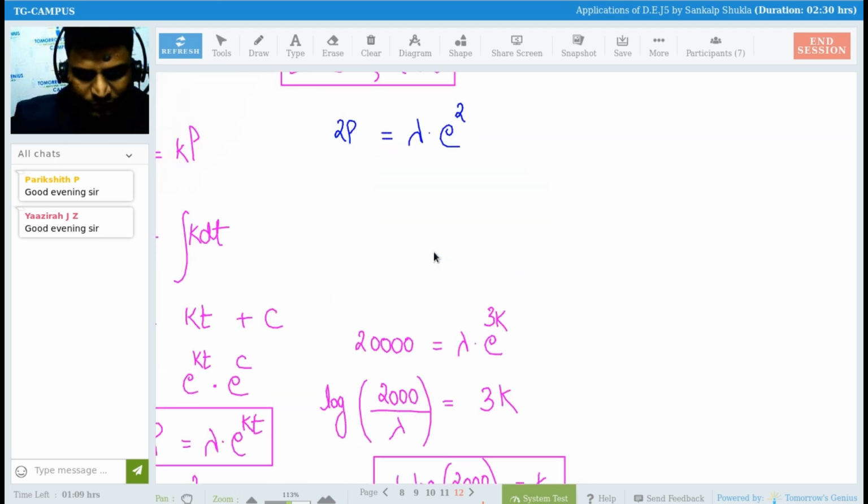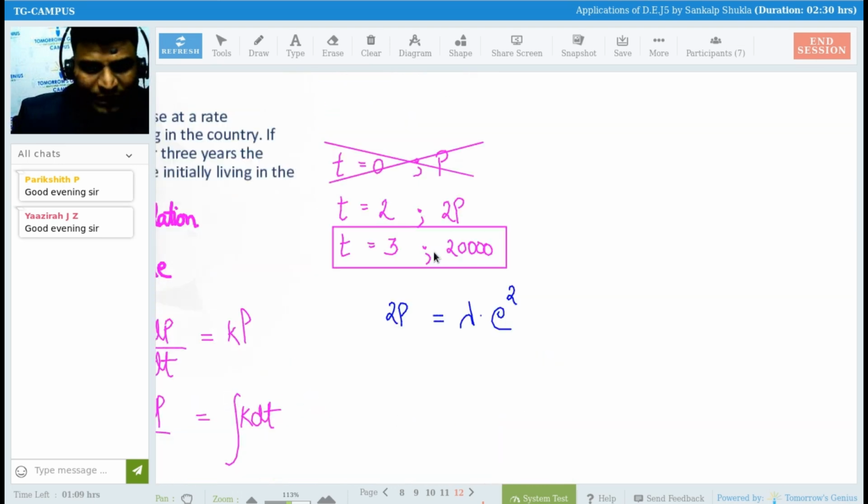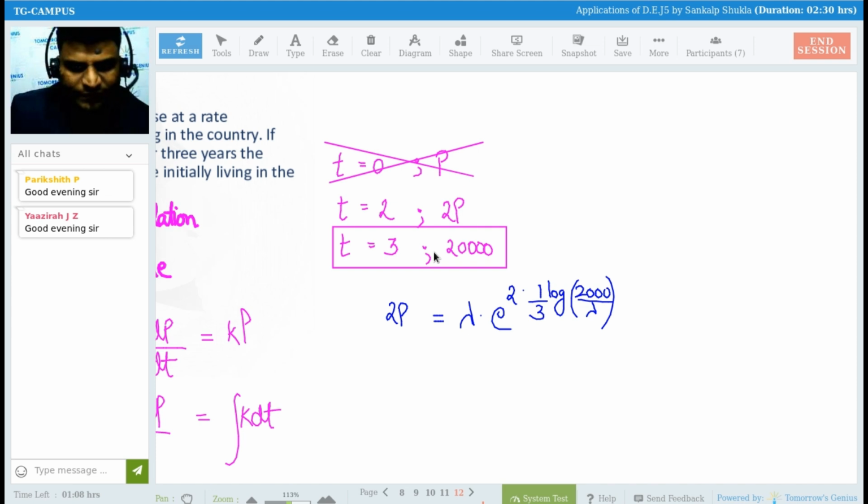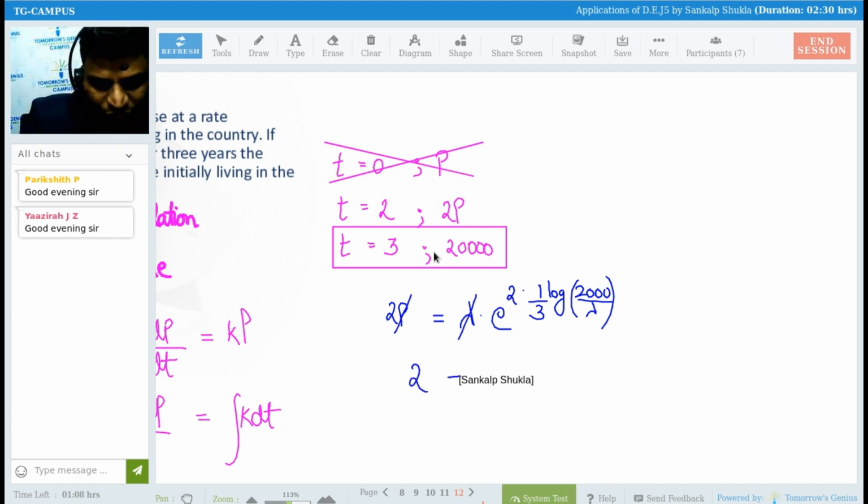What is the value of k? 1 by 3 log 2000 by lambda. As we know that lambda is p only, so this will cancel this p. So this is just 2 is equals to e raised to the power 2 by 3 log 2000 by lambda. With the help of this equation you can find the answer.